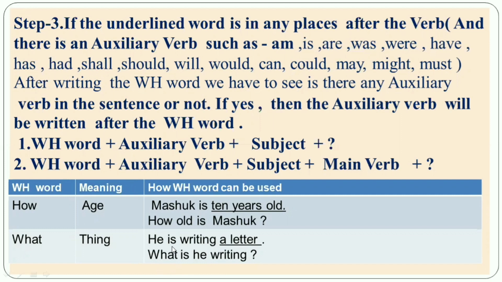So here you can see is is an auxiliary verb. So after the WH word, you can see here is. So is will be written here, and after that the subject. Auxiliary verb and subject. Subject here he. So write here he, and then the main verb, writing, and then the question mark. So the WH question is, what is he writing?